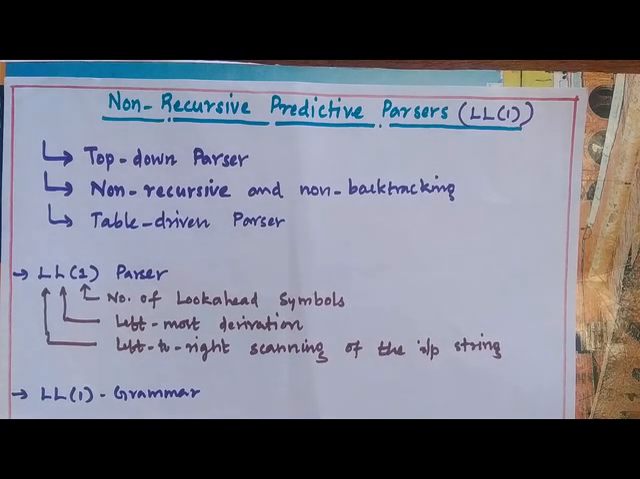So this parser explicitly uses a stack to remove the recursion, and it also uses a parsing table, which will help the parser to parse the given string and construct the parse tree based on the parsing action. So that's why it is called a table driven parser.